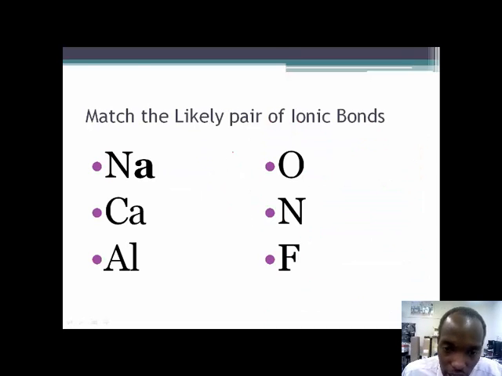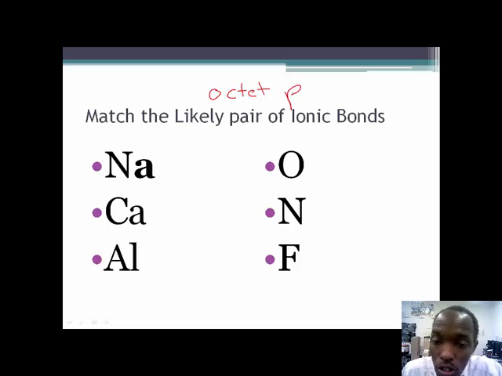Now match the likely pair of ionic bonds. So remember that octet rule. They want to achieve that 8. So based off here, which elements will achieve their 8? I will give you some time to answer. Just mark it on your paper. Or matter of fact, pause me now.